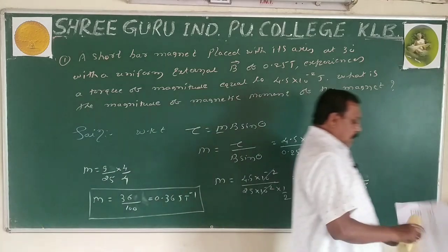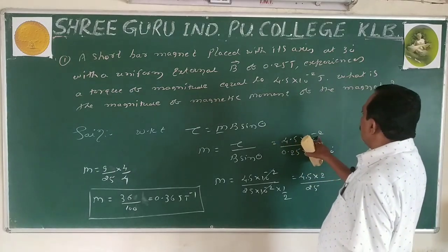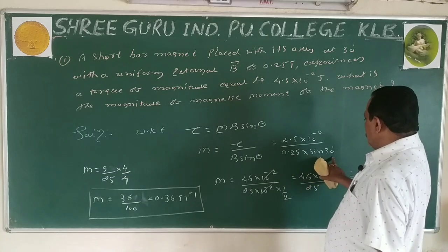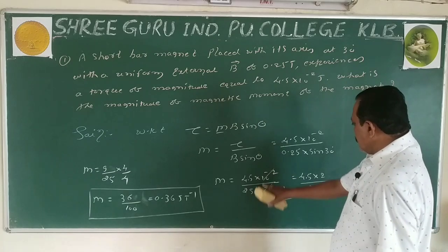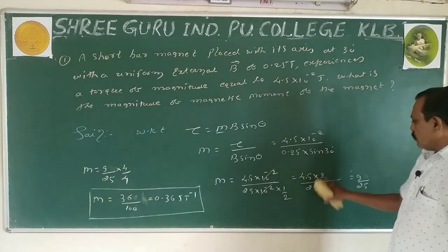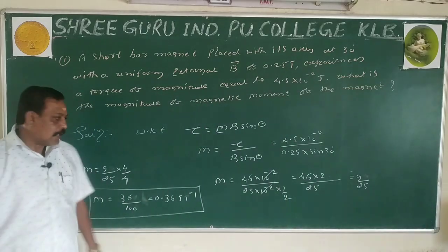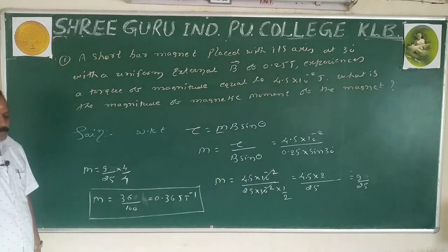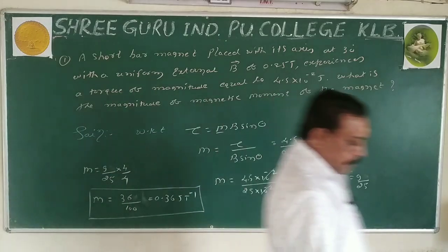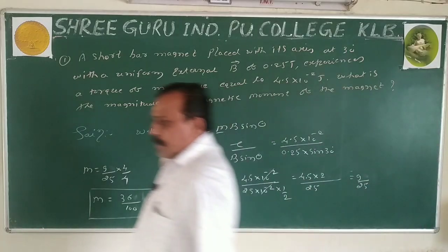एक बार पूरा देख लो. सब्स्टिट्यूट करते हो तो नीटली करो. Torque 4.5 into 10 to the power of minus 2, B 0.25, sin 30 degree. This is written as 25 into 10 to the power of minus 2. Both get cancelled. 4.5 into, ऊपर लेके आओ 2, 25, 9 by 25. So I don't want to use a calculator. Multiply and divide by 4. 36 by 100, 0.36 joule per Tesla. Is it clear? Yes. 10 to the power थोड़ा केयर से सब्स्टिट्यूट करो. We are completely avoiding the calculator because of that reason.